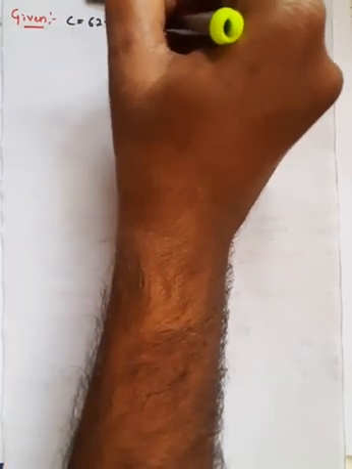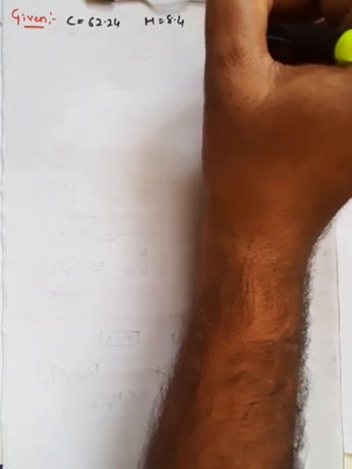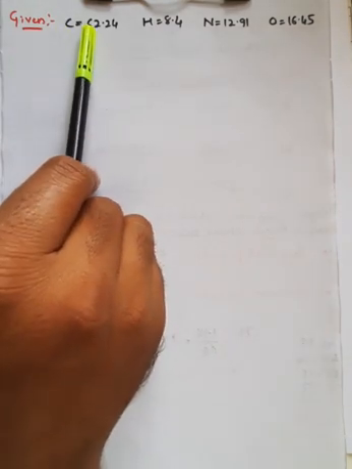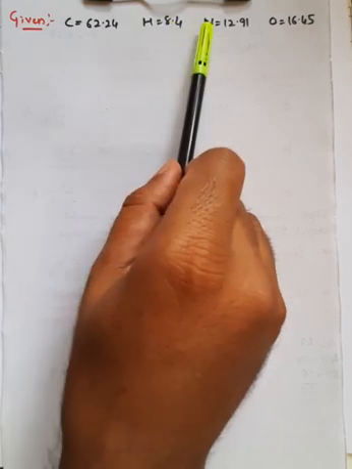In terms of the given, the composition of carbon is equal to 62.24, and the composition of hydrogen is equal to 8.4. Similarly, nitrogen is equal to 12.91, and oxygen is equal to 16.45. So here remember they have given 4 elements. The organic compound is made up of 4 elements: carbon 62.24, hydrogen 8.4, nitrogen 12.91, and oxygen 16.45.